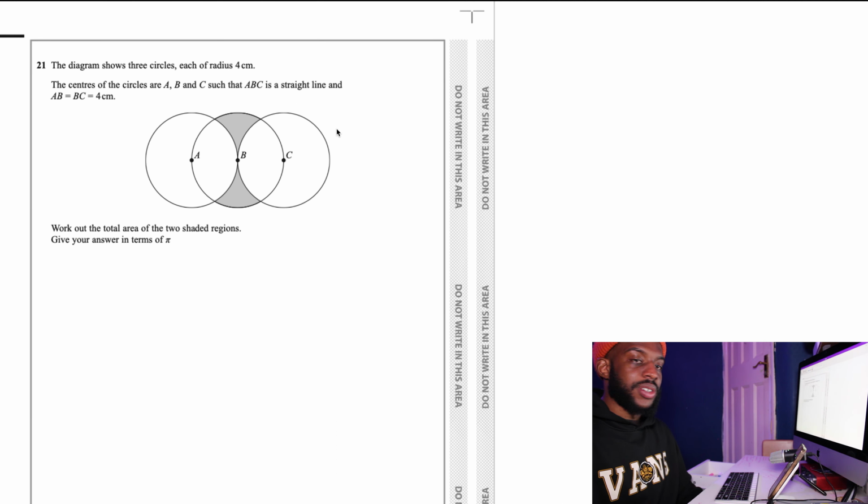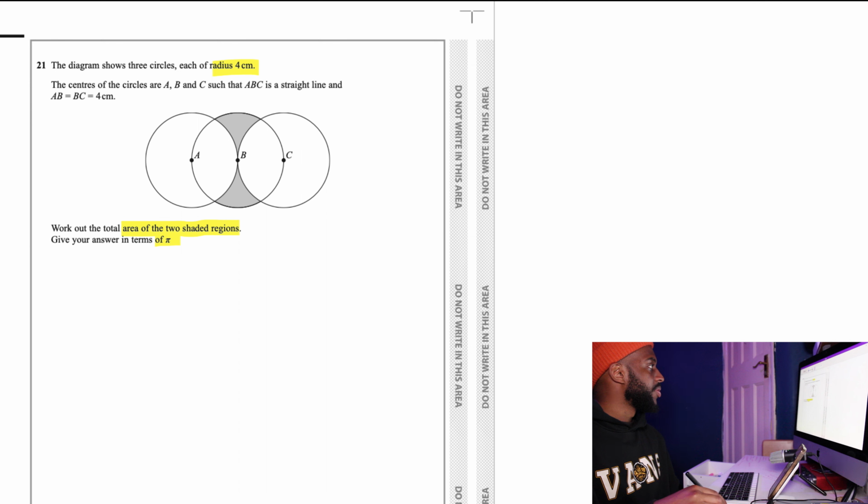Shaded regions in circles. So this is a final question on a past paper, so it's not going to be easy. They've told us the radius of each of these 3 circles is 4, and we need to find the area of these 2 shaded regions in terms of pi. So let's go with that first bit of information that they gave us.